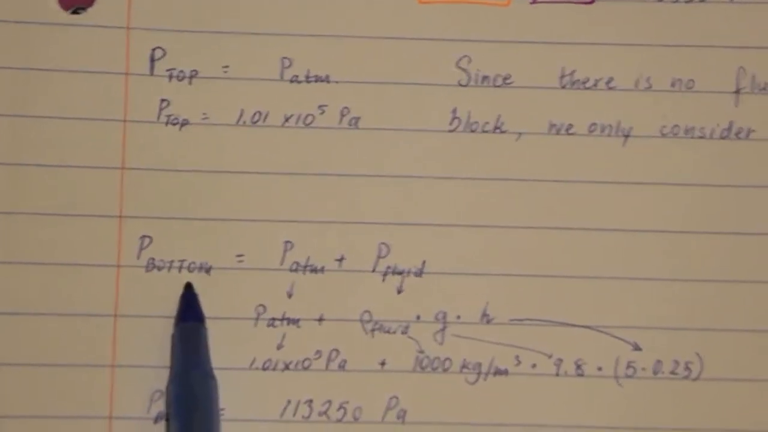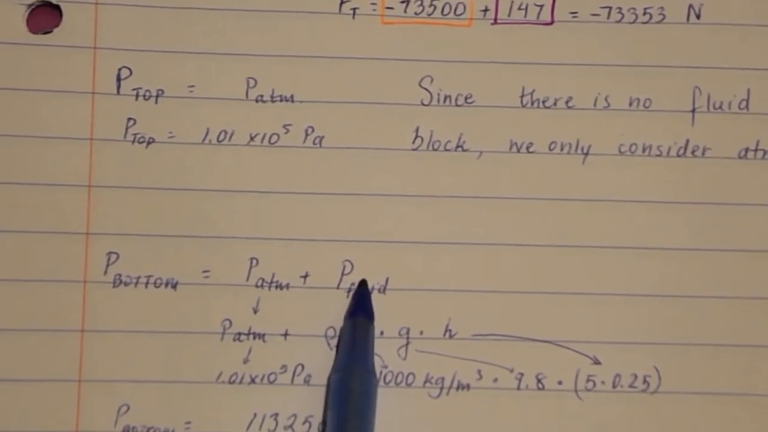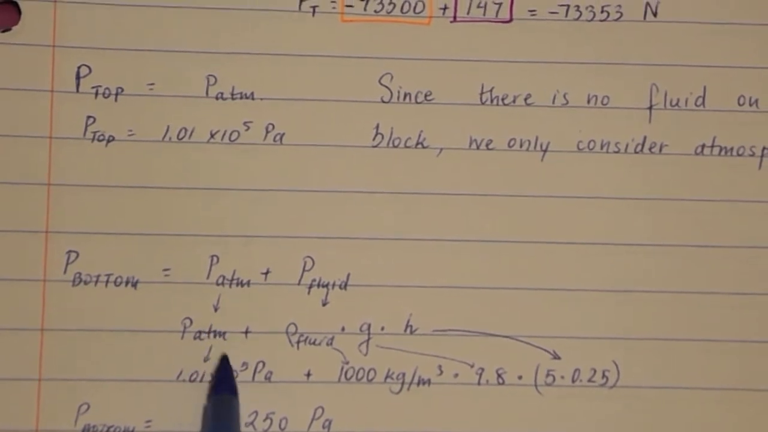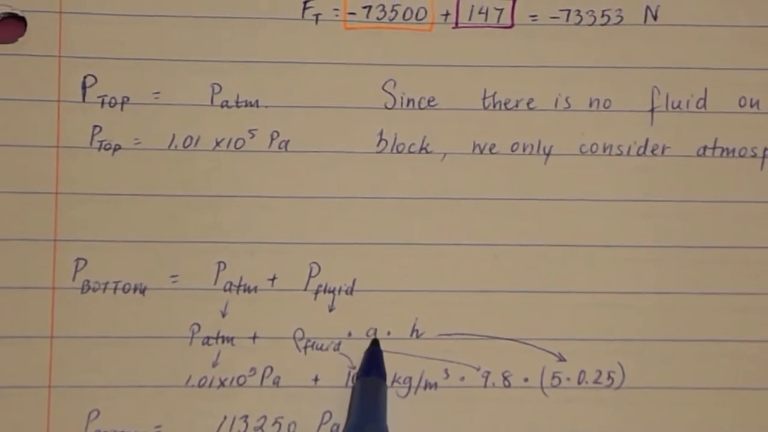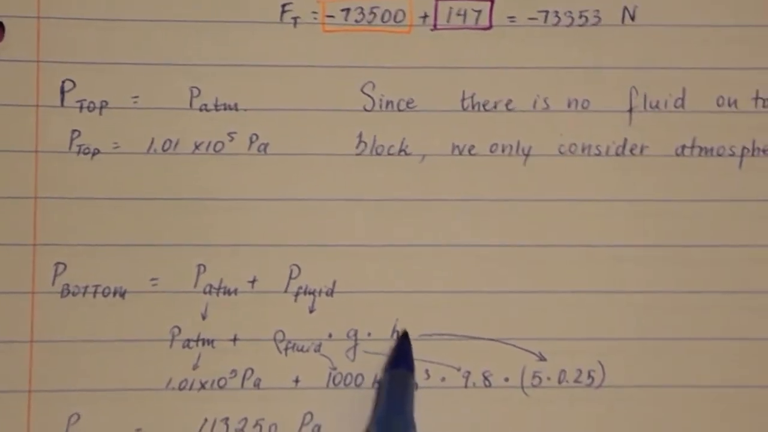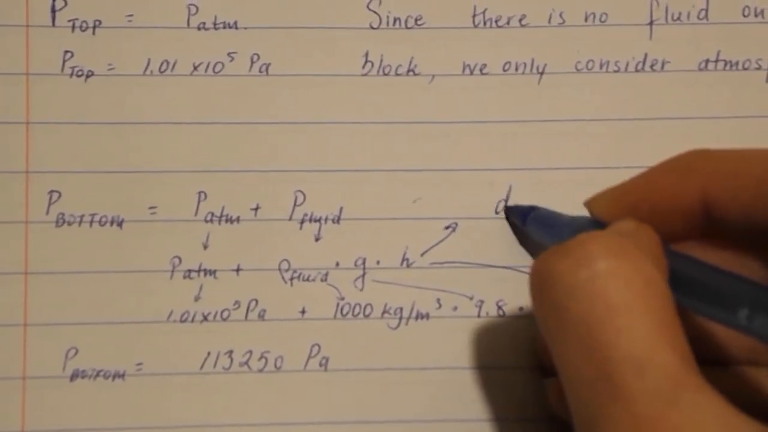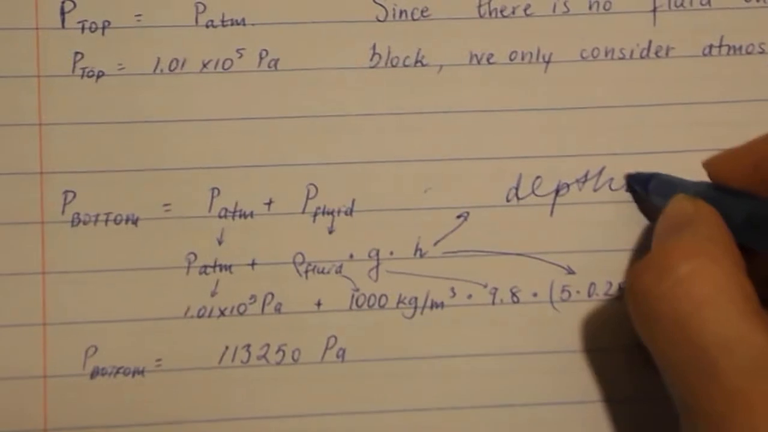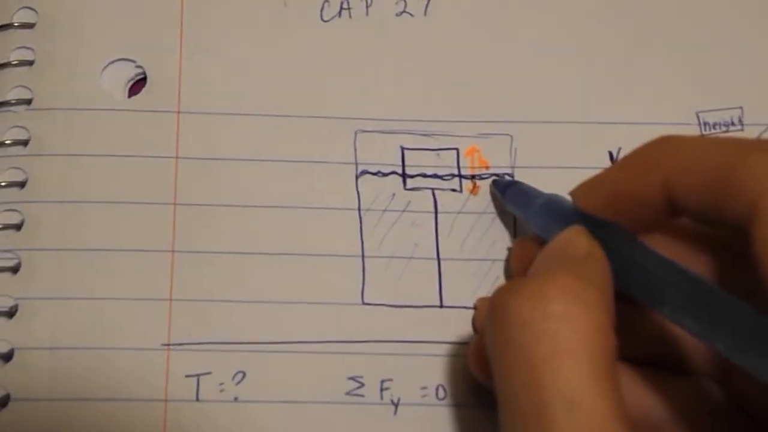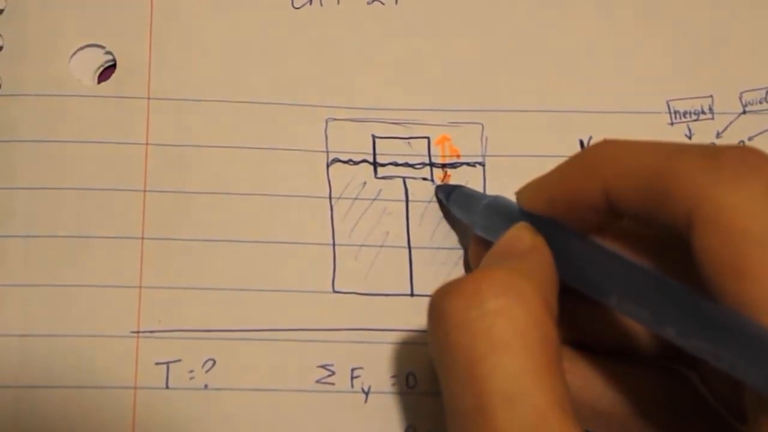What about the pressure on the bottom? For the pressure on the bottom, you would add the atmospheric pressure plus the pressure of the fluid. Atmospheric pressure is given. The pressure of the fluid is equal to the density of the fluid times gravity times height. Height in this case is depth. So this is the depth. What I mean is the height starting from the top of this fluid till this point. What is the height, this part?